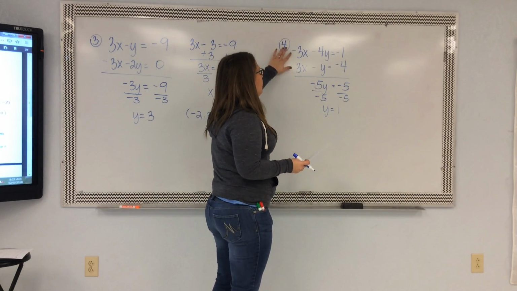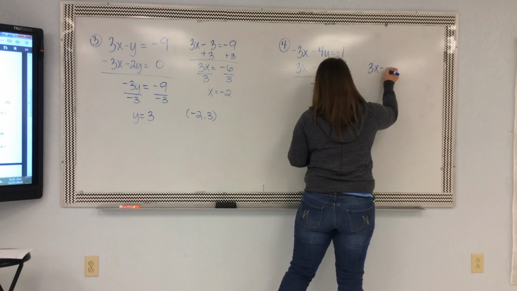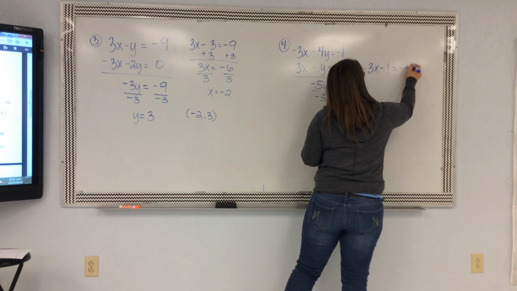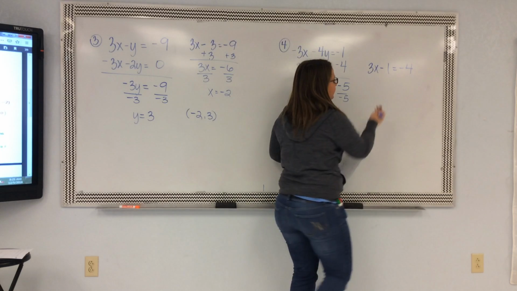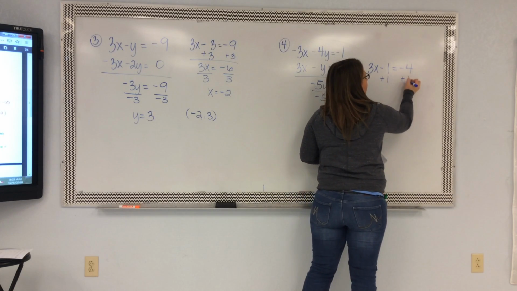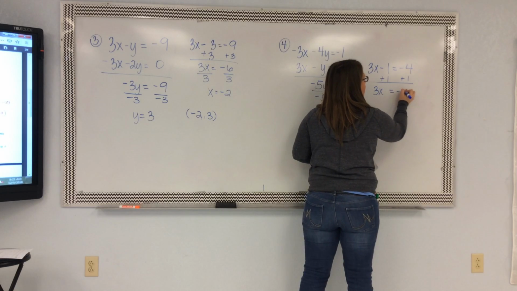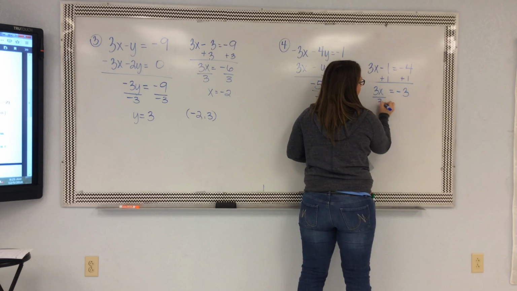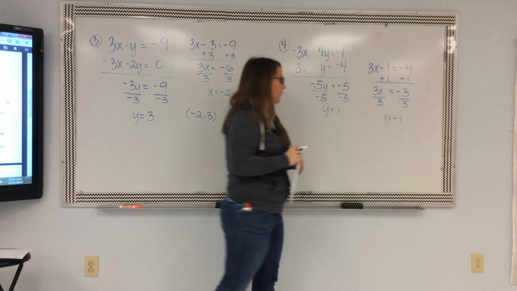I can plug that into either one of these. I'm going to go ahead and plug it in here because y is already by itself. Makes it a little bit easier. So this 1 goes right here in place of the y. So to solve for x, I'm going to add a 1 to both sides, leaving me with 3x is equal to negative 3. Divide both sides by 3, and x is equal to negative 1.